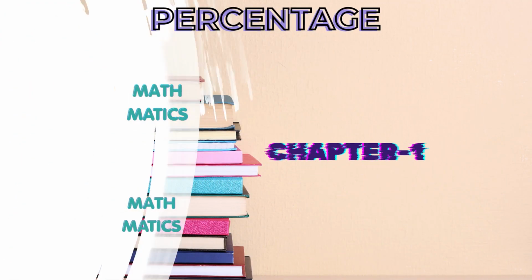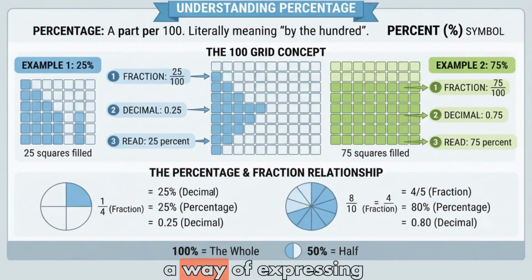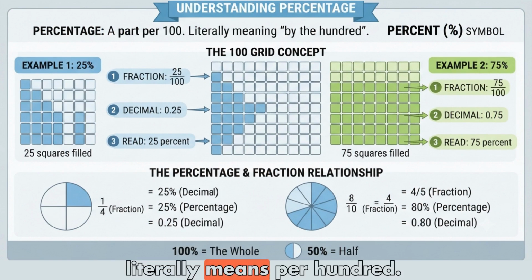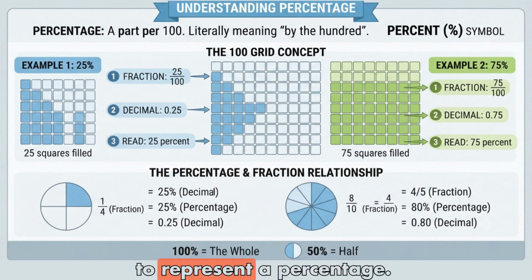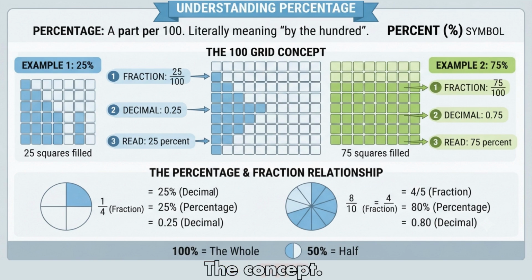Percentage. A percentage is a way of expressing a number as a fraction of 100. It literally means per hundred. The word comes from the Latin percentum, meaning by the hundred. The symbol: we use the percent symbol to represent a percentage. The concept: visualizing per 100.